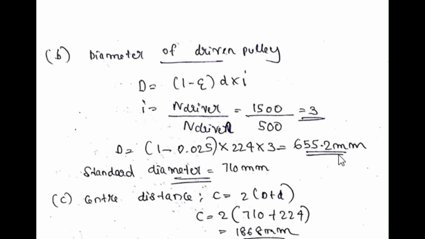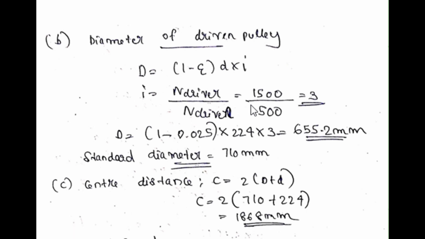We know it's also not the standard value. You can only proceed with the standard diameter of the driven pulley. Based on the data book, the standard diameter will be 710 mm. Next parameter you need to find is the center distance. It can be found out by this equation, 2 into (d plus D). We know both the diameters of the driver and driven. So substituting, get the value of center distance.